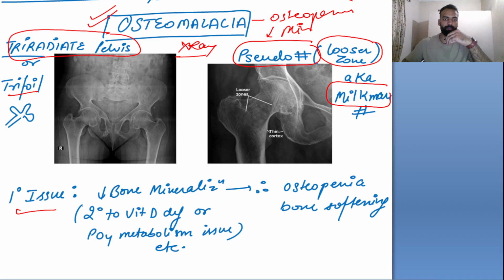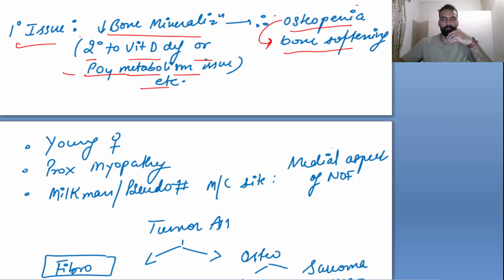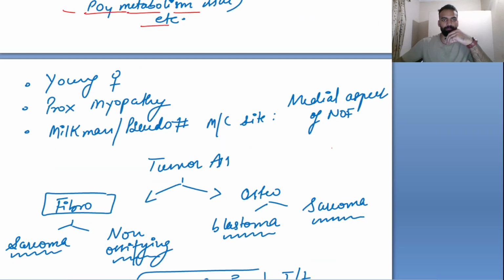So the primary issue is decreased bone mineralization secondary to vitamin D deficiency or phosphate metabolism defect, etc. Therefore there will be osteopenia, which will lead to bone softening. So the basic defect is decreased bone mineralization, which will lead to osteopenia and decreased bone hardness, or increased bone softening. So osteomalacia is seen in young females, mainly young females.